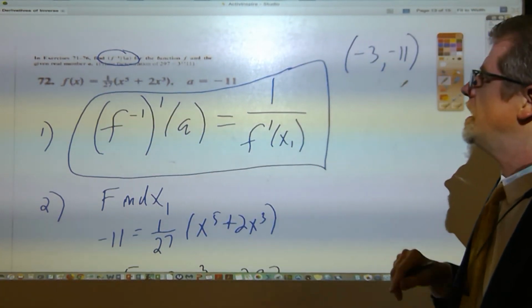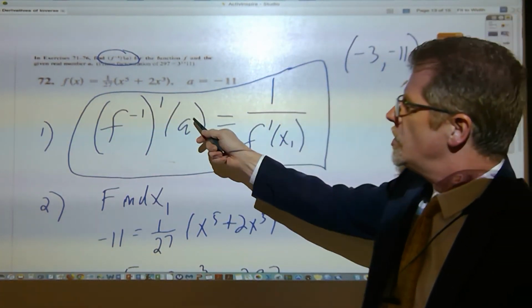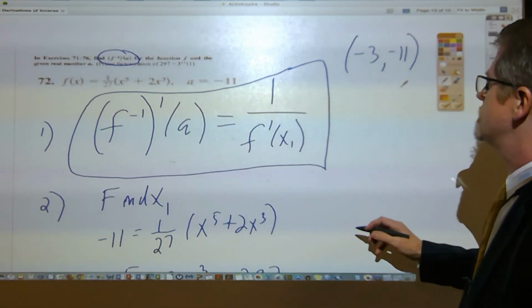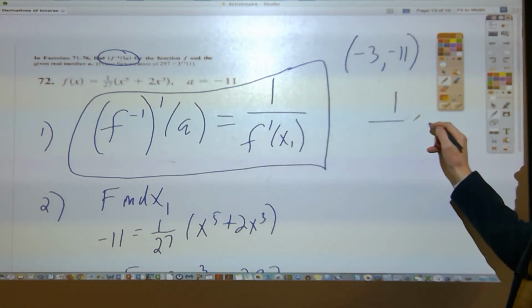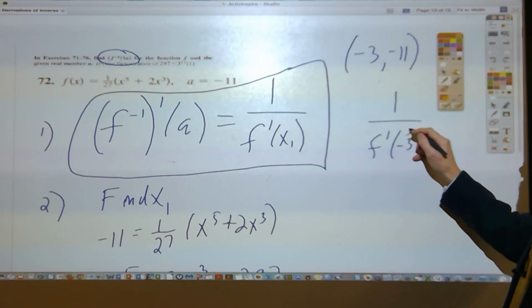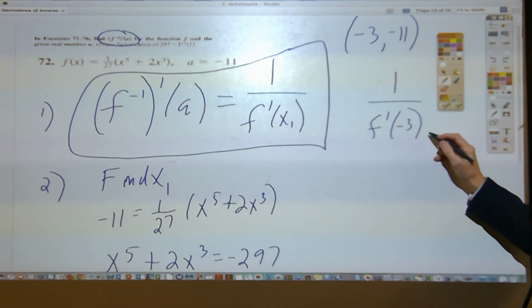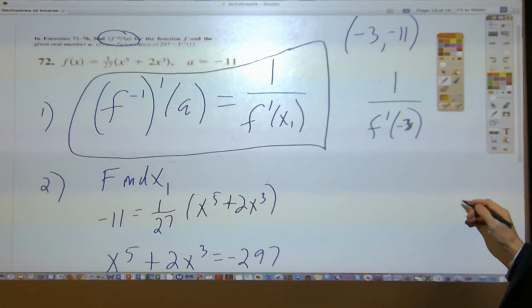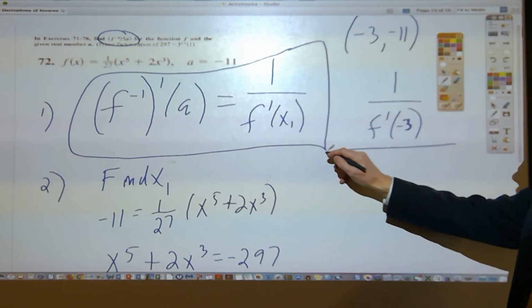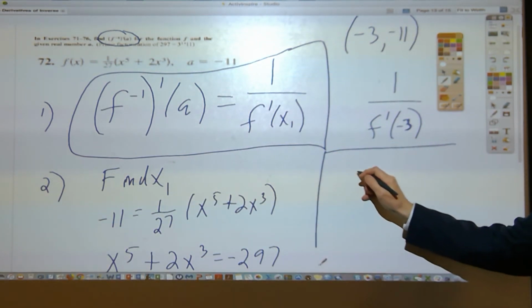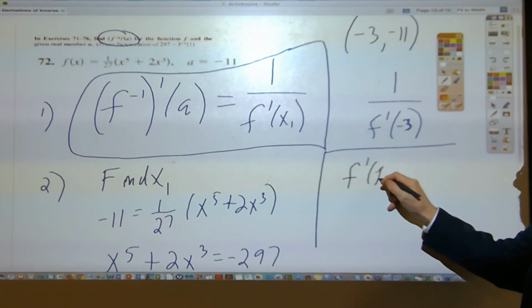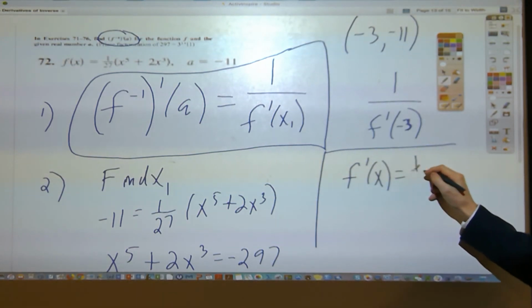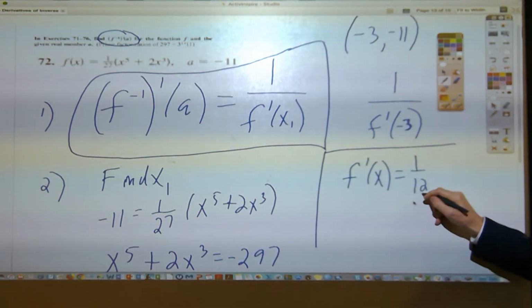So if they want you to find the slope of the tangent line on the inverse, we just take 1 over f prime of -3. Now, the bell might ring, so I might have to keep you 30 seconds over, but we're almost there. So let's bring this to closure. Let's find out what f prime of x is. F prime of x would be 1/27.